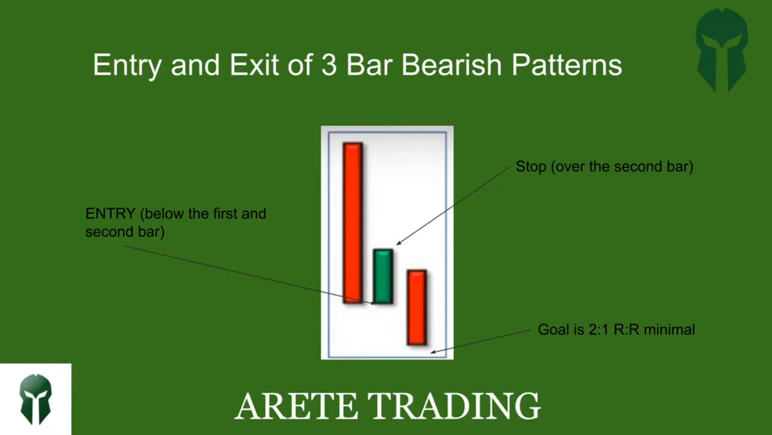So you want to be below the first and second bar. You want your stop to be over that second bar, right? So you want to undercut. That's what you're going for. And then your stop over the second bar. All right. That's what you're looking for.